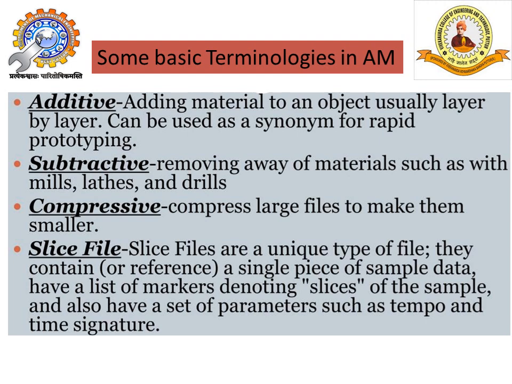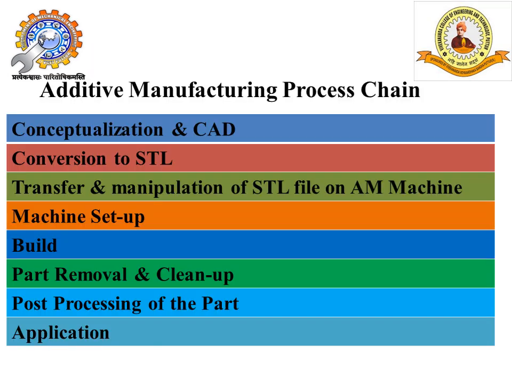Slice file. Slice files are a unique type of file. They contain or reference a single piece of sample data, have a list of markers denoting slices on the sample, and also have a set of parameters such as the tempo and the time signature. So it is nothing but the generic part of the file, which specifically tells us about the minute details of the part, and the generator of the part.